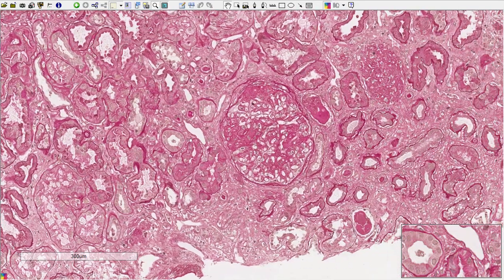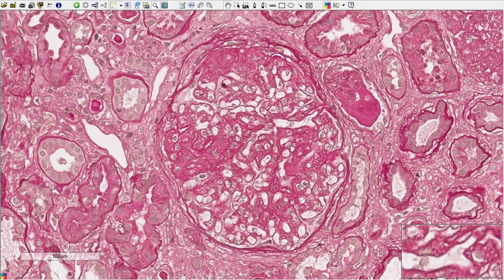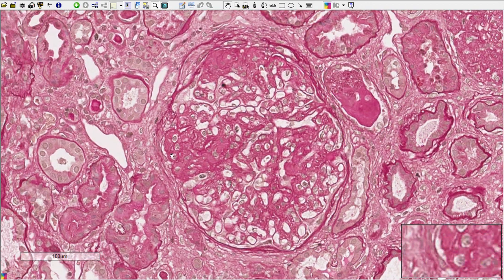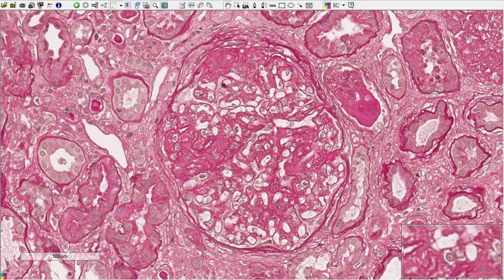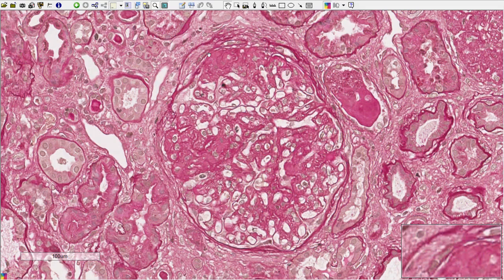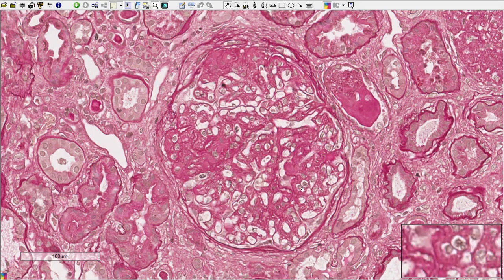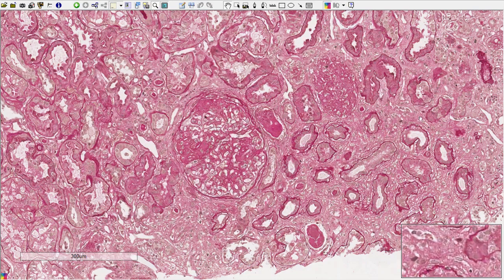Oh, here we have a glomerulus which has at least 2 areas of segmental sclerosis of the tuft with hyalinosis and adhesion to the Bowman's capsule. So we have a lesion of segmental sclerosis in this glomerulus.